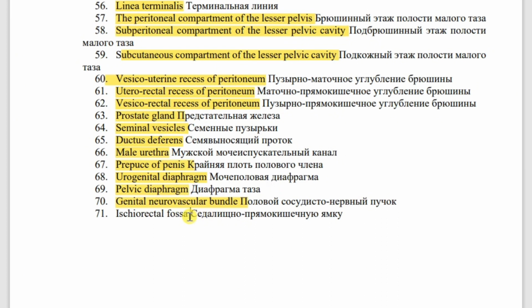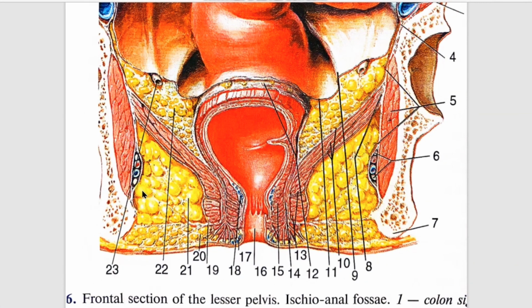And the last one we have here is the ischiorectal fossa. Let's have a look at this structure. Here you can see on both sides is the ischiorectal fossa. It's on the left side and it's on the right side, and in the middle there is the anal hole. Okay, so on both sides it's the ischiorectal fossa.